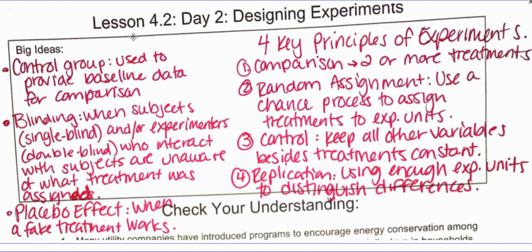Right, so we're going to go to day 2 or 4.2b. And in this one, we're talking about designing experiments. Now, in designing experiments, there is certain verbiage that you want to know, such as control groups.